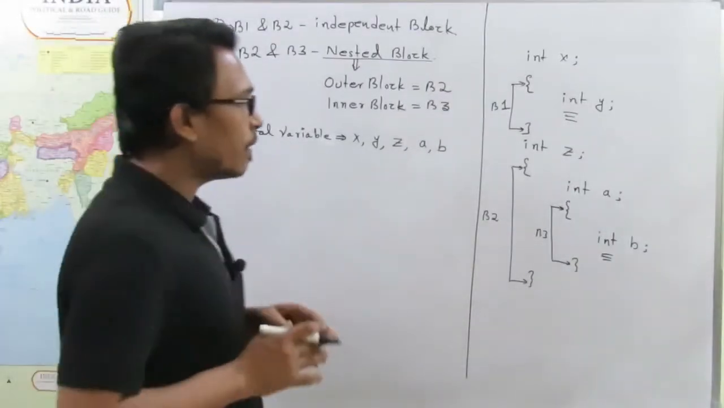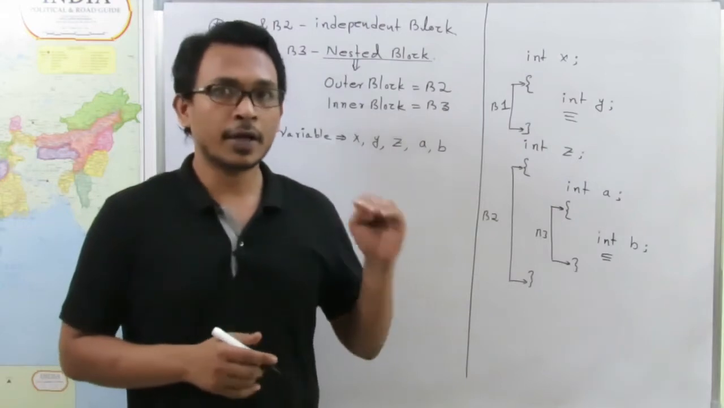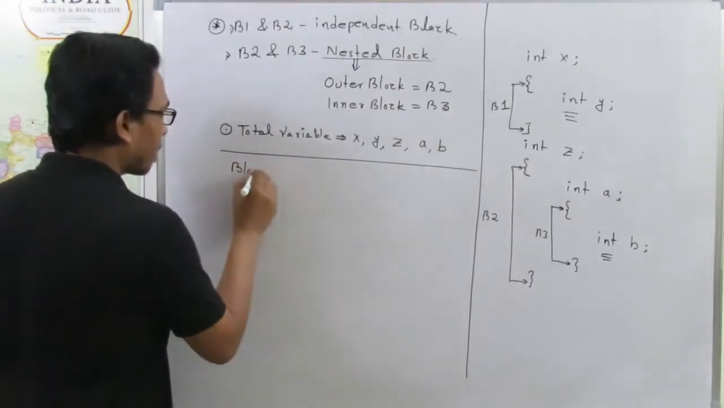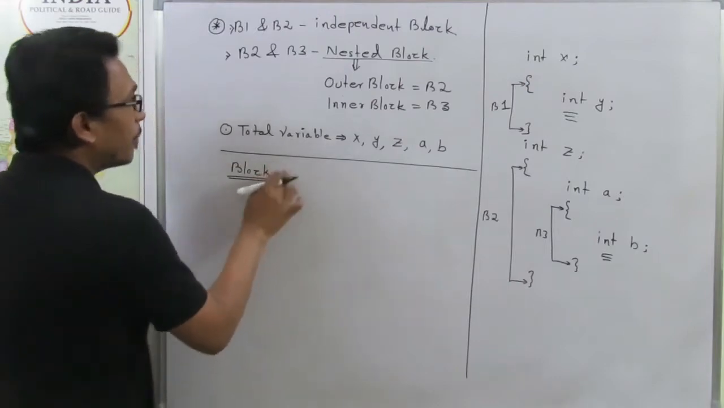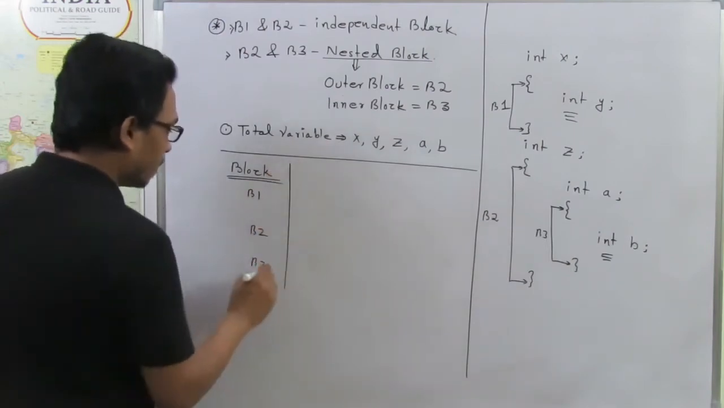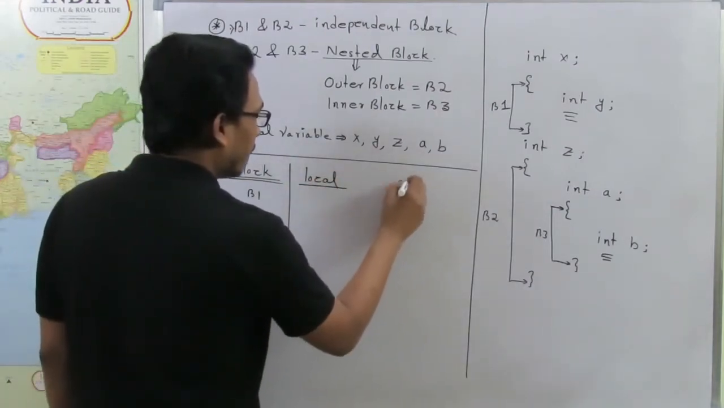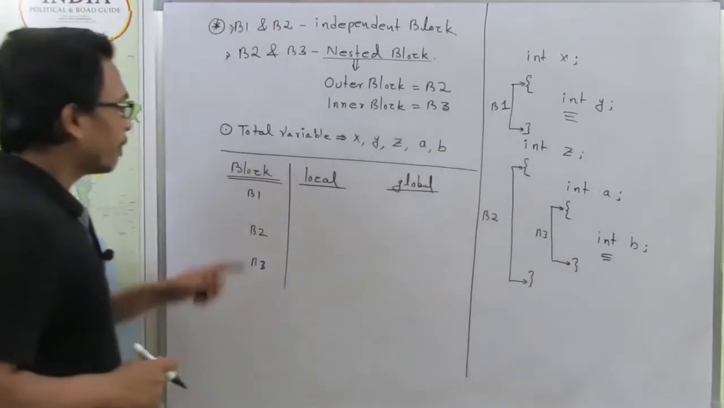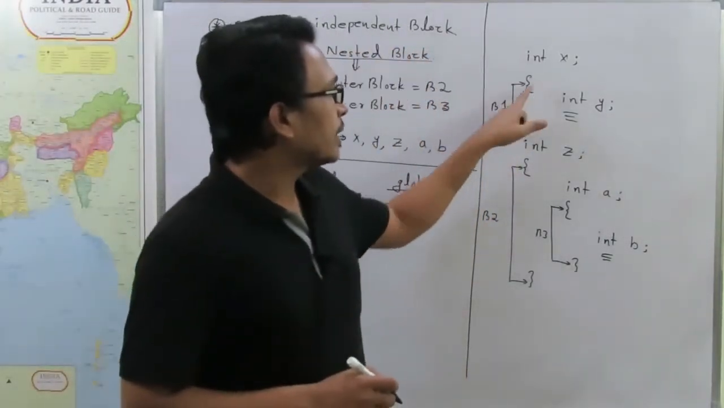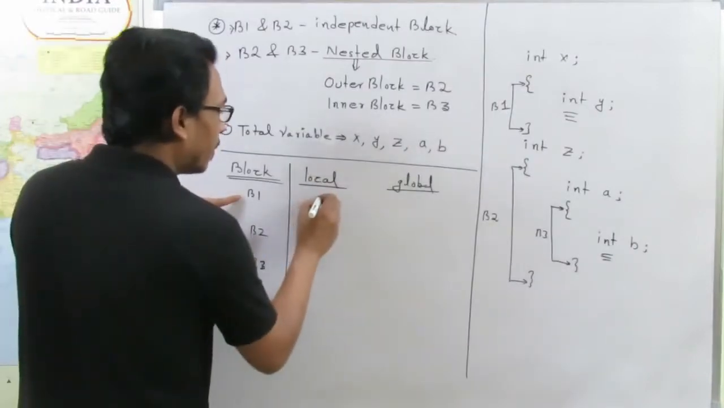Now which one is a global variable and which one is a local variable? And if a variable is local, then with respect to which block is it a local variable? So let's start with blocks. How many blocks do we have? We have 3 blocks, B1, B2, and B3. Now coming to the block B1, which variable is declared inside this B1 block? Only the Y variable is declared. That means for this B1 block, the local variable will be only Y.